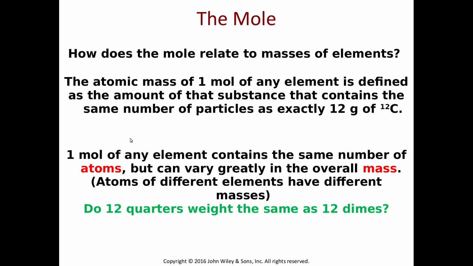One mole of any element contains the same number of atoms. Like I said, it's always this number, 6.02 times 10 to the 23, but the mass of that can vary, obviously. The example they're showing here is that if you had 12 quarters, would it weigh the same as 12 dimes? The answer, of course, is no. Quarters are a lot bigger, and they're made of something completely different, so the weight would be different. This is true for atoms as well. A mole of hydrogen would weigh a different amount than a mole of helium, or a mole of xenon, or a mole of anything, actually. So these numbers are unique.